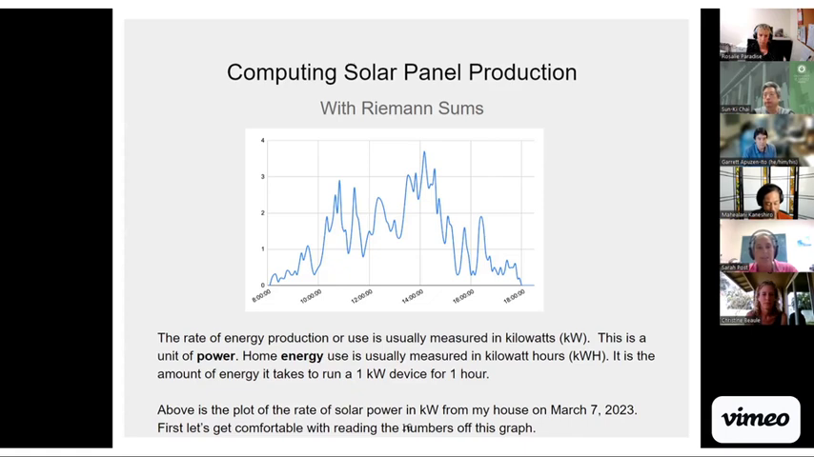When I use it, I'll pick a better graph, but this was from last week. This is solar panels for my house, and the power coming out, in kilowatts. The energy would basically be the area under the curve. So we're trying to get them to understand that this is a plot of a rate, and they want to compute the total energy by approximating the area under the curve using rectangles in a Riemann sum.